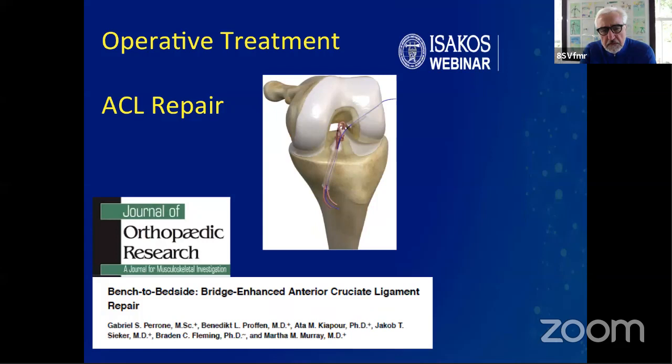I think if you're going to go in there and drill all those tunnels and do everything, it's better to put a scaffold, some kind of graft in there. So if you get asked about this, I don't think this has any play at the moment in our orthopedic practice. All right, so where are we today?